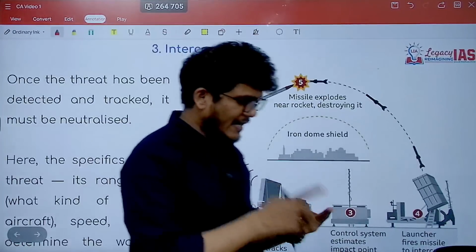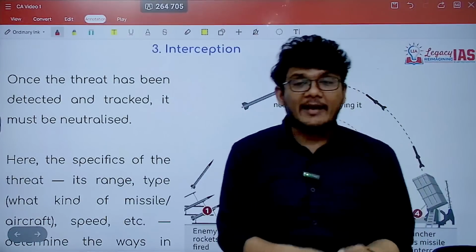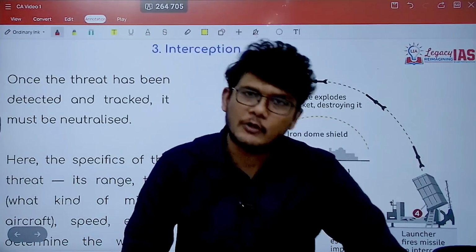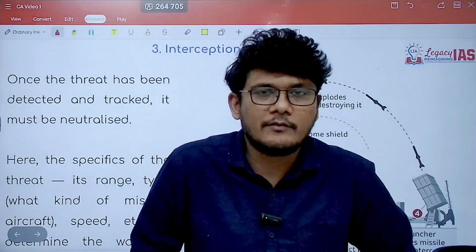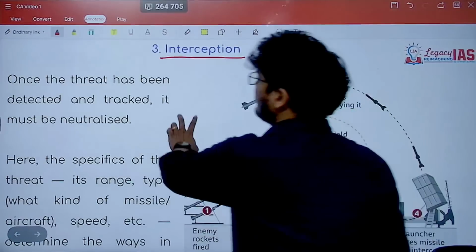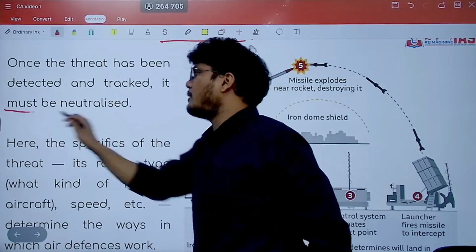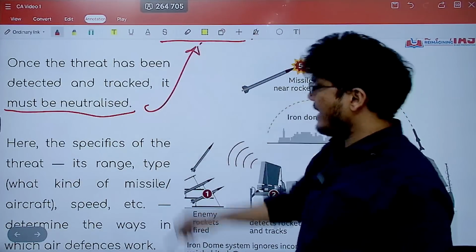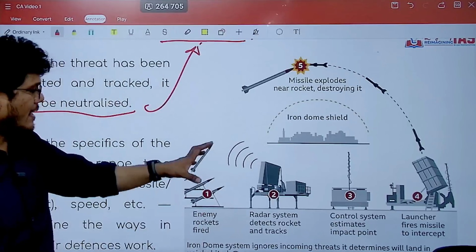Once you have detected and now you are tracking as well, now it is possible for you to take it down. That means now it is possible for you to intercept. So once the threat has been detected and tracked, it must be neutralized, and you neutralize by intercepting. So you can see how interception is done.